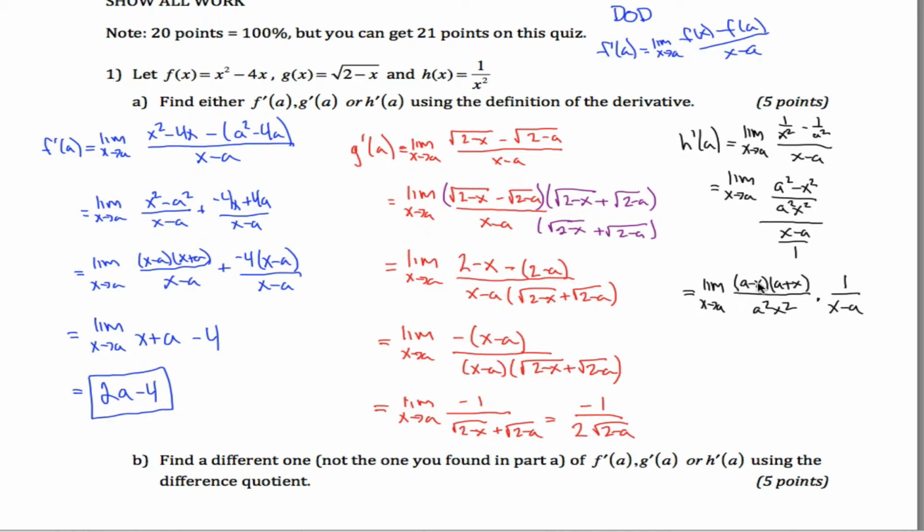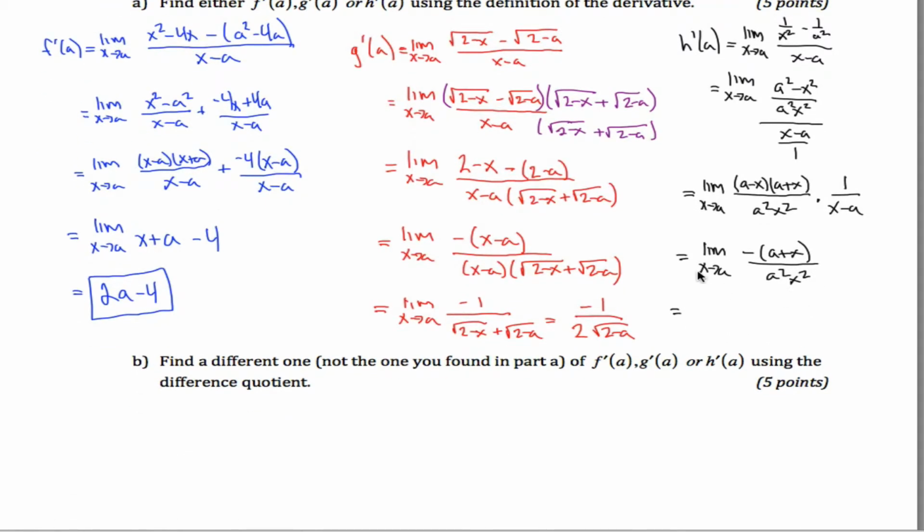But what you can do is you can change a minus x into x minus a by factoring out a negative 1. So we could say this is the limit as x approaches a of the negative 1 that's left over when I change this into x minus a. But then these cancel out. So I have the negative of a plus x divided by a squared times x squared. That's a limit that I can evaluate. Change all the x's into a's, and I get negative 2a divided by a squared times a squared, which is a to the 4th power. And if you want, you could simplify that. That's negative 2 over a cubed if you cancel this a and one of these a's here.